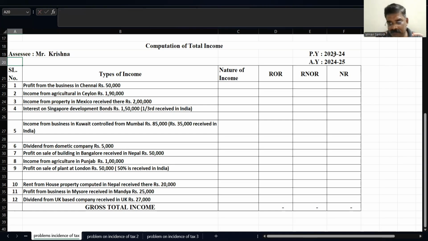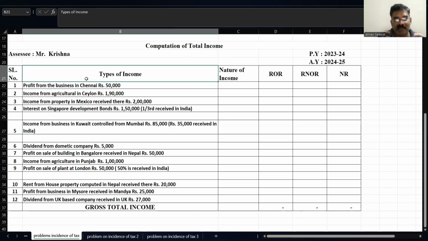On the right hand side, we have previous year 23-24, assessment year 24-25. See, this is very important. For the format also, they carry certain marks. Then we have 4 columns, where the first column is serial number, the second is the types of income, the third is nature of income: ROR means resident and ordinarily resident, resident but not ordinarily resident, and non-resident. One by one we will see the same things that are in the problem, which I have copied down. We'll see which is an Indian income and how it is taxable in these three cases.